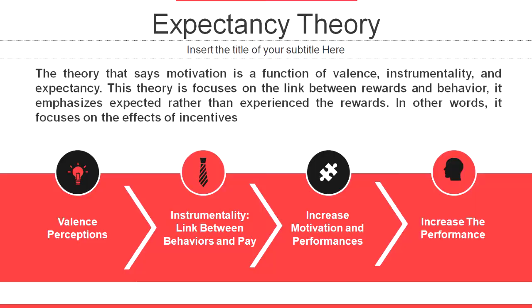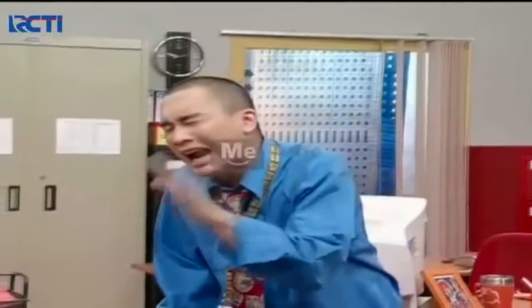The second theory is expectancy theory. It says that motivation is a function of valence, instrumentality, and expectancy. This theory focuses on the link between rewards and behavior. It emphasizes expected rather than experienced rewards. In other words, it focuses on the effect of incentives. There are four steps: first, valence perceptions, then instrumentality linking behaviors and pay, then increased motivation, and then increased performance.